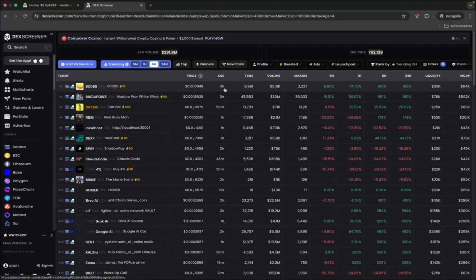Look at their age. This is 3 hours, 66 minutes, 1 hour, 1 hour. I like it when coins are new. If you see some at 43 minutes, it makes sense too. You can see this one, 4%, just 26 minutes ago.